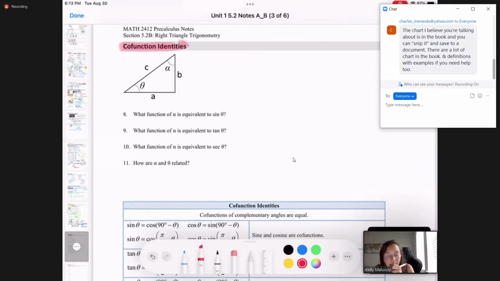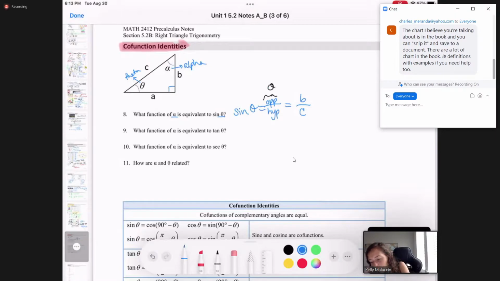What we want to look at here is, well, this is just alpha. This is theta, as always. And this is a right triangle, and A, B, C are the sides. So for number 8, it says what function of alpha is equivalent to sine theta? First, let's write sine theta is opposite over hypotenuse, which, if we look at this triangle, is B over C. And this is for theta.